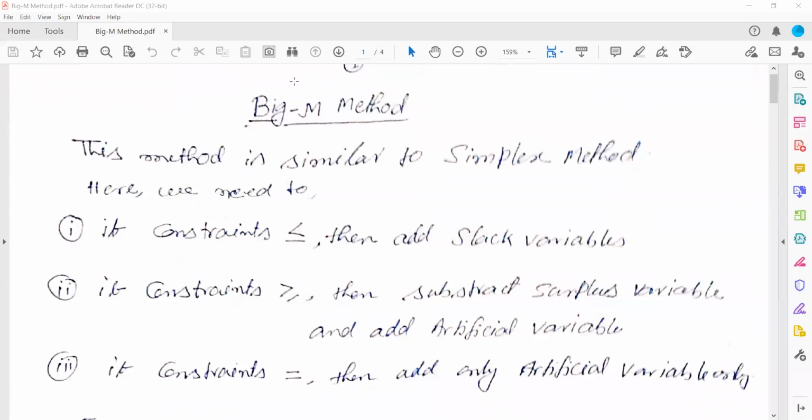Okay. Now this big M method is similar to your simplex method. If you remember, in the simplex method the constraints are always less than or equal to. And whenever you are writing it in standard form, to convert this less than or equal to into equality, we add a slack variable.